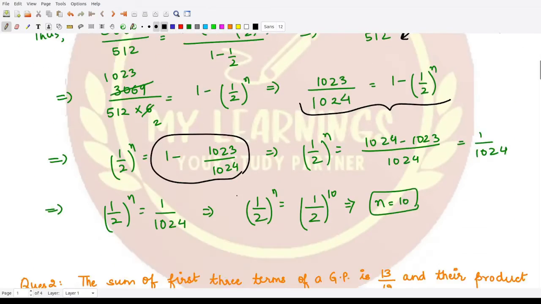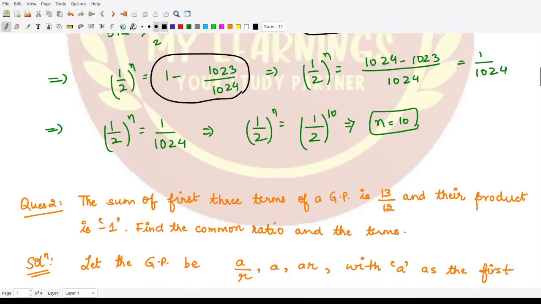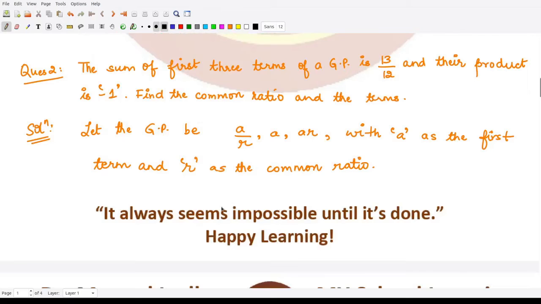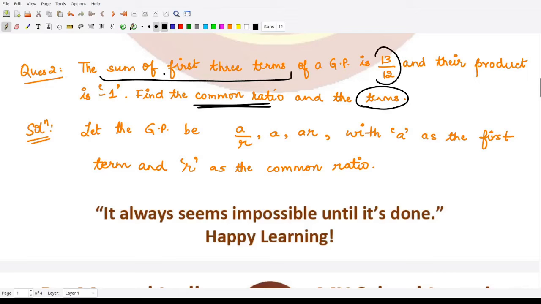Now next, move on to the second question here. For the second question, we wanted to calculate the sum of first 3 terms. No, actually we wanted to calculate the common ratio and the terms itself, right? What is given to us? We are given that the sum of first 3 terms of GP is 13 by 12, and the product of first 3 terms of GP is minus 1.